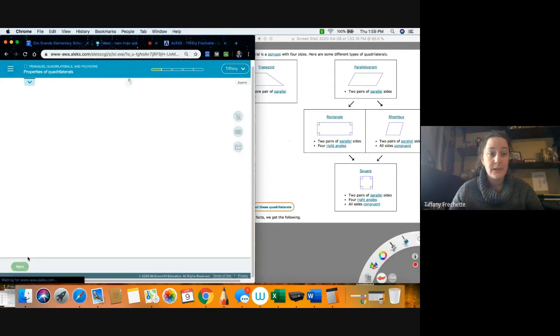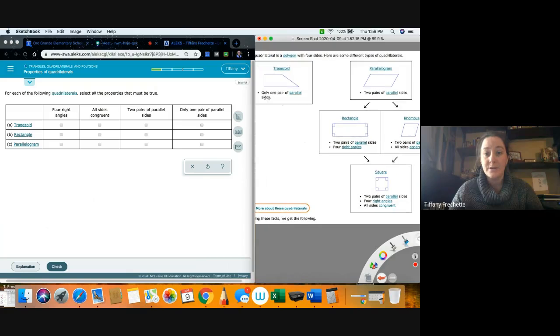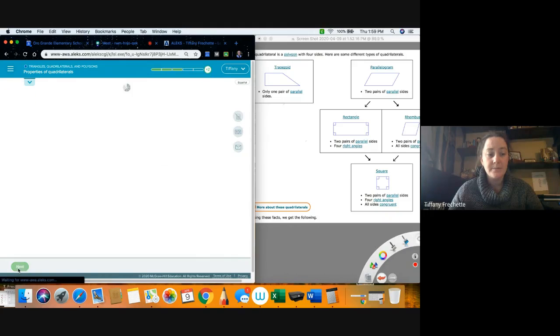Okay, next. Trapezoid. The only thing it says required on this one is only one pair of parallel sides. So we're going to go all the way over here to only 1 pair and click check. Rectangle, we have all four right angles. That was the second bullet. And the first bullet is two pairs of parallel sides. I'm going to come over here and click check right under that. And then parallelogram, remember, the only thing under that one is two pairs of parallel sides. Check.